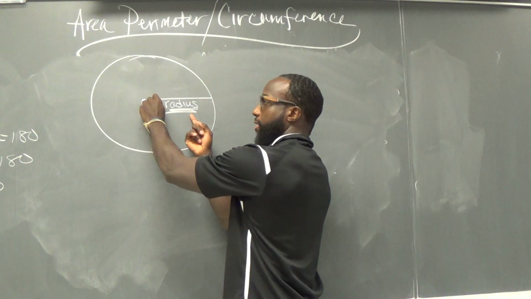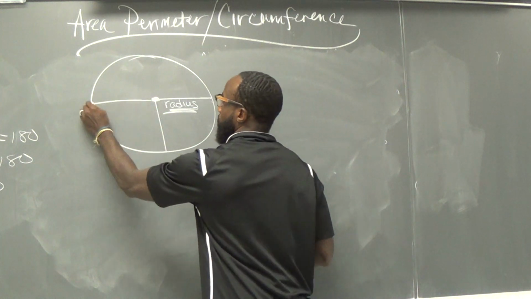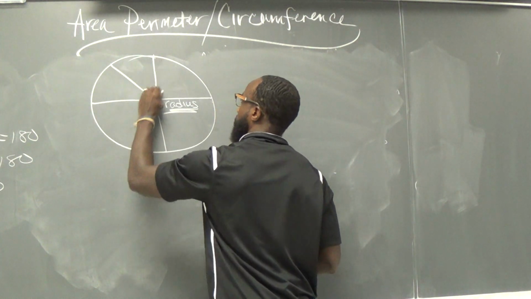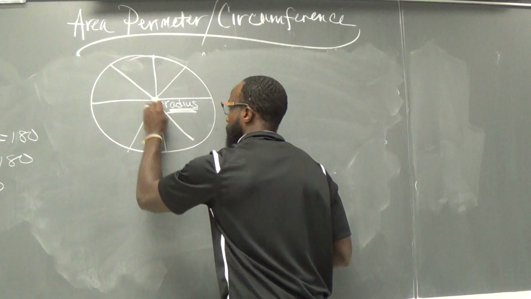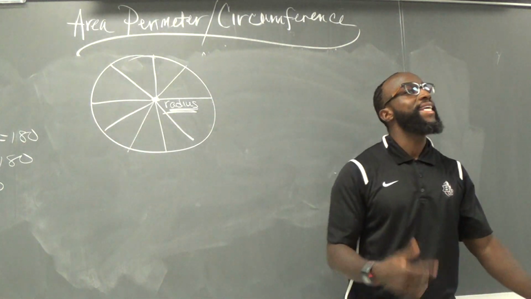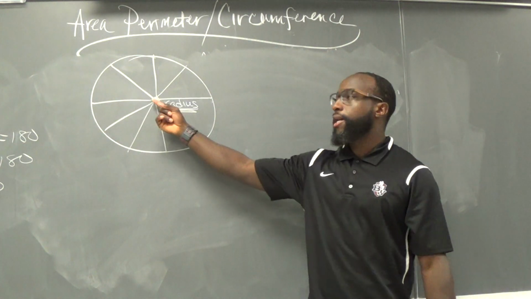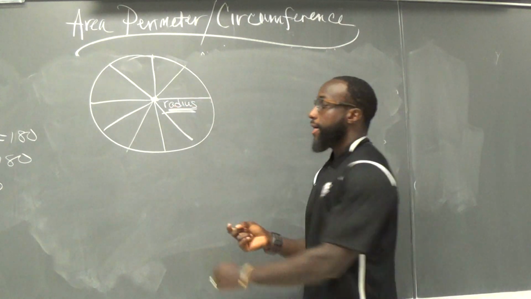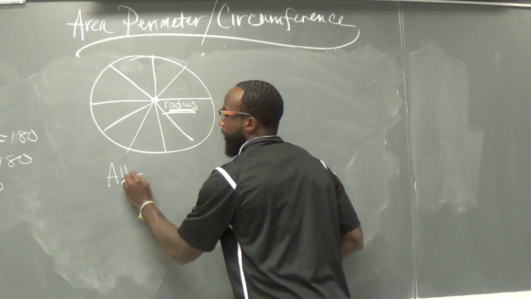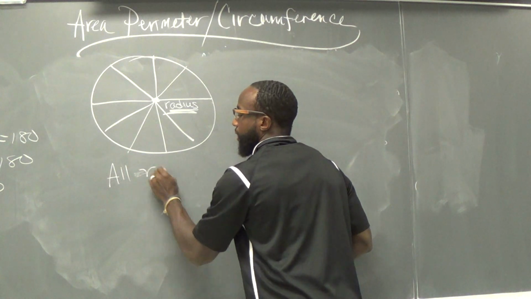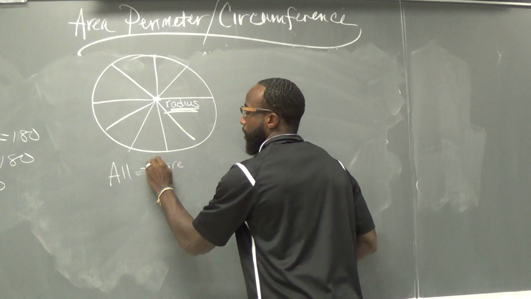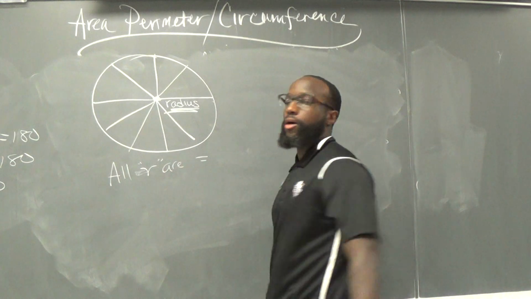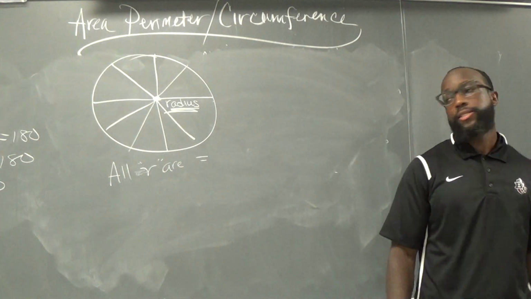So whatever this radius is, this is a radius, this is a radius, this is a radius. All of these are radii because they come from the center to the edge, and they're all equal. All radii are equal. You need to know that for your proofs.